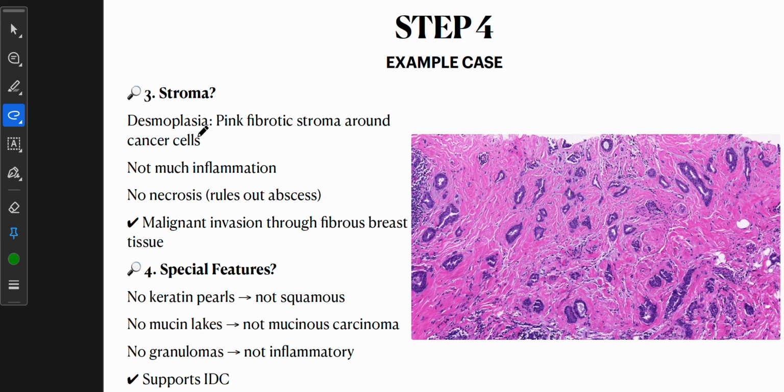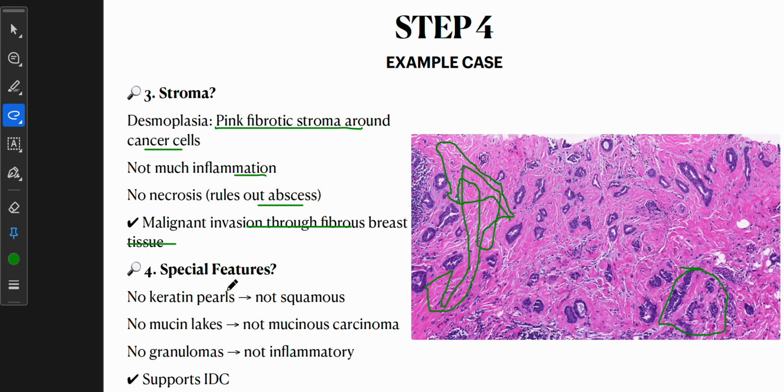So let's see the stroma. There is pink fibrotic stroma around the cancer cells, right? These are cancer cells. These are all fibrotic stroma. This is due to a desmoplastic reaction. A desmoplastic reaction is the reaction of the body or tissue to wall off the neoplasm. There is no necrosis, so it rules out an abscess, and malignant invasion through fibrous breast tissue is there, obviously, like this. Here is the invasion, right?